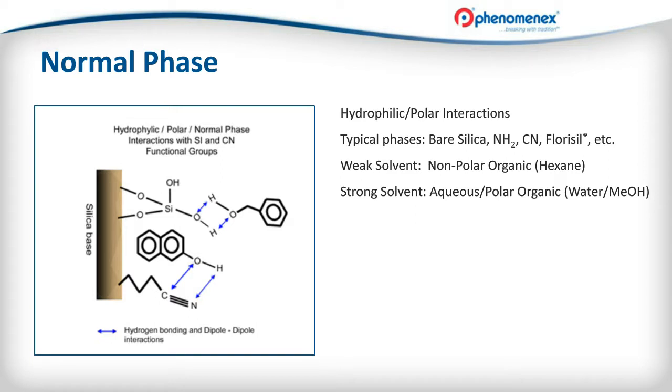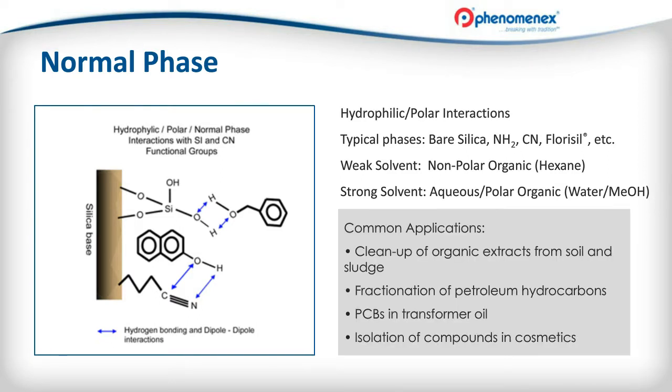So this is really popular a lot of times in the environmental industry. You see even, I guess, pesticide cleanup as well. Fractionation of hydrocarbons. The EPH method is something that comes to mind here. PCBs in transformer oil, to name one or two.